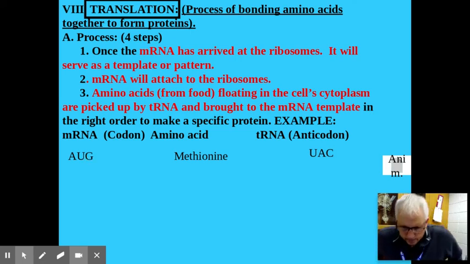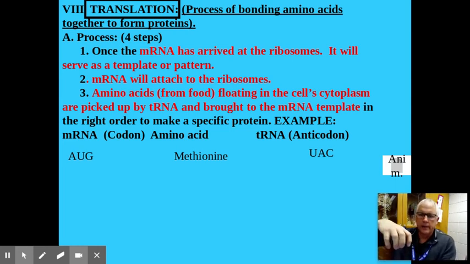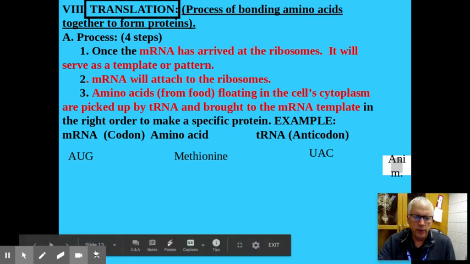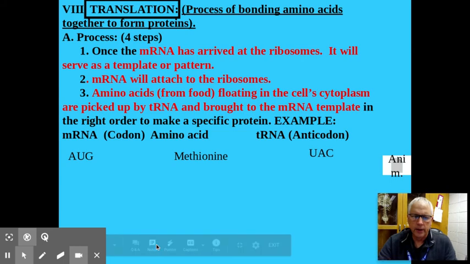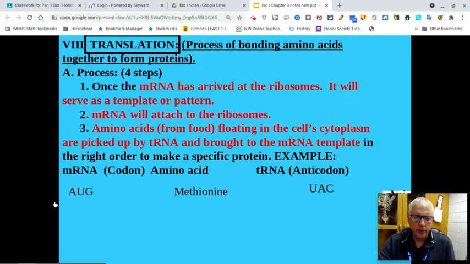So I have this transfer RNA. On one end, it's got the amino acid. On the other end, it's got this anticodon. Okay? So it's going to go down through, let's go to this picture. It's going to go down through and it's going to find its complementary match on that pattern. Okay, so and that's why it has to be in groups of 3.